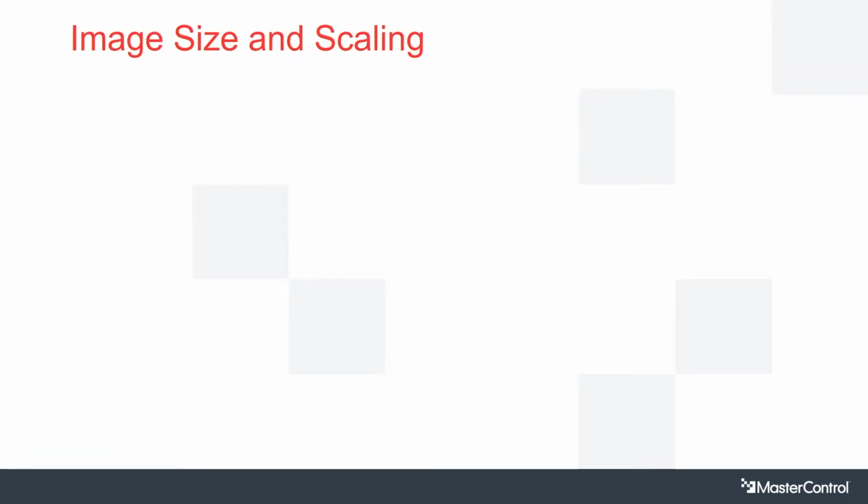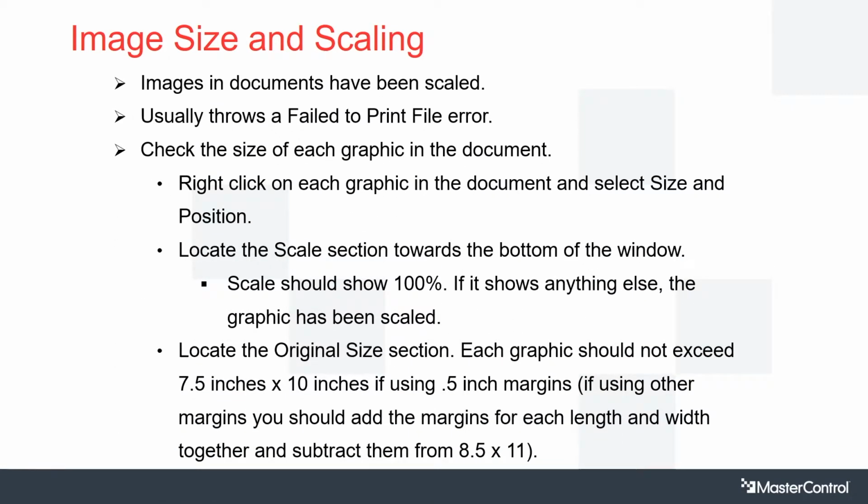So, starting with image sizing and scaling. This talks about images in documents that have been scaled. When I say scaled, I mean you've got this great big image and you've copied it into your Word document, and then you've grabbed the handles and shrunk it down to the size that you need it to be in the document. This will usually give you a failed to print file error, and this is in the error log that Luis talked about. You'll see a failed to print file error. This is a problem because the way AdWeb looks at those graphics is it looks at them in full size.